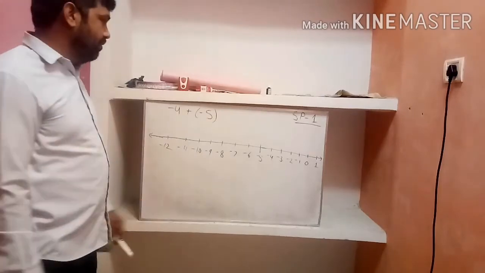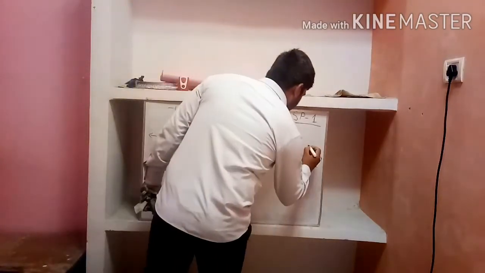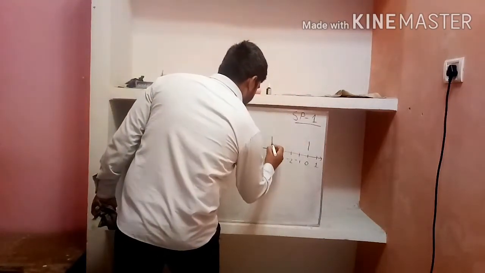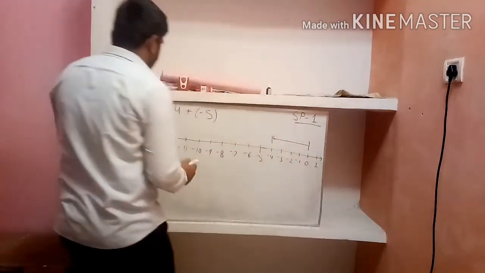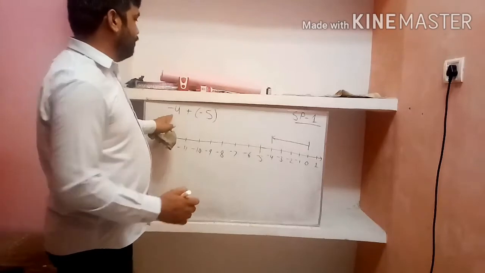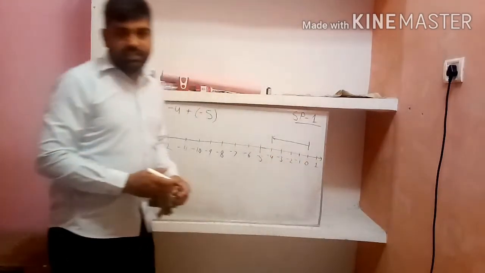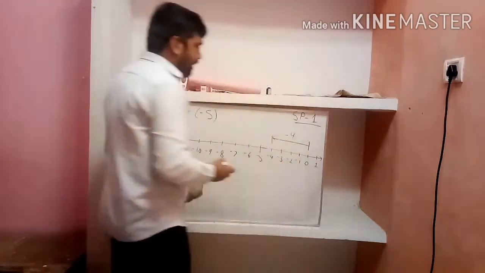So see where is -4? From 0 it is -4. Minus means from the left of 0. From the left of 0 we move 4 units. That is -4. So this distance is represented by -4.